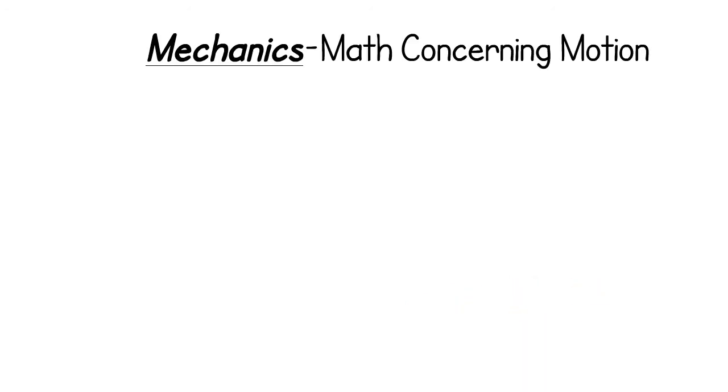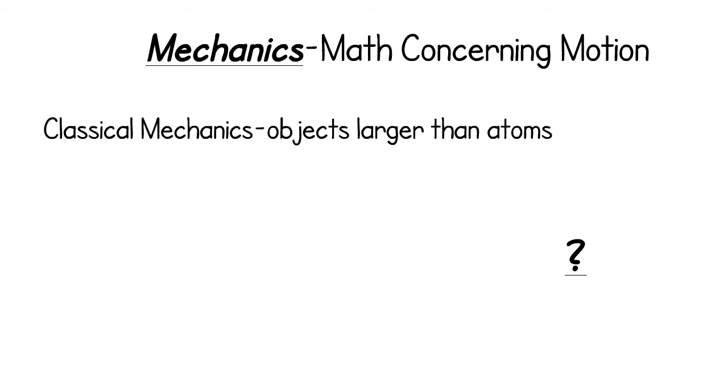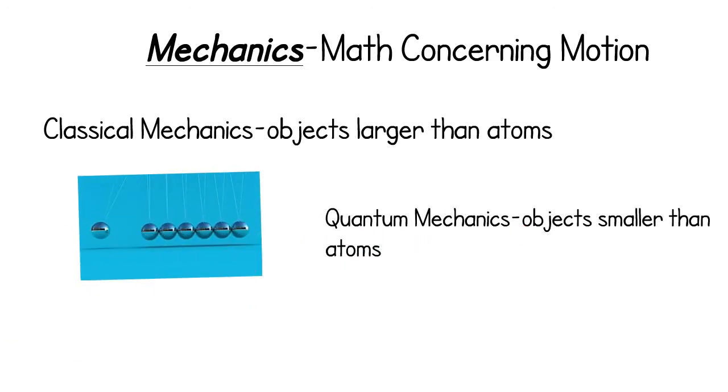You probably know that mechanics is the math concerning motion, but do you know the two subgroups of mechanics? They are called classical mechanics, which describes the motion of objects larger than an atom, and quantum mechanics, which describes the motion of objects smaller than an atom.